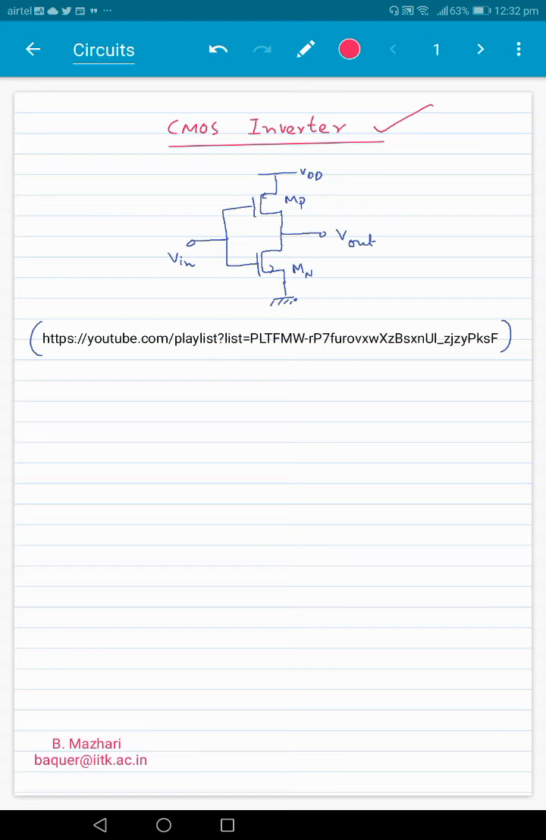And the CMOS inverter is the simplest digital gate. Basically, we all know that if you apply a logic high, then you get a 0, or if you apply a logic 0, then you get a logic 1 here. So that's the basic functionality of this inverter.